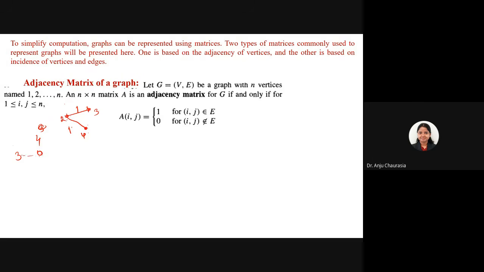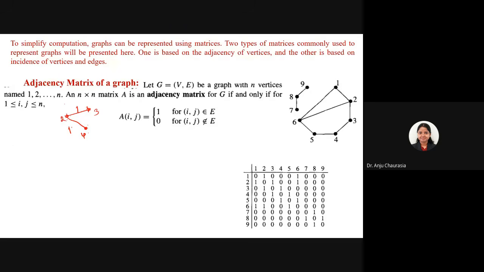So 1 for yes, edge is present, 0 for edge is not present. That is very, very simple. Try to understand, this is a graph, okay? Number of vertices you can see. So what we have to do, we have to create a square matrix.